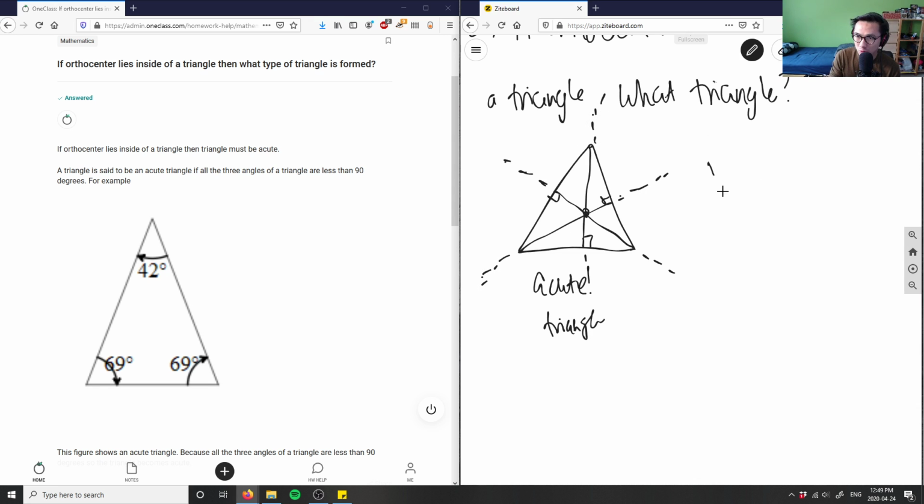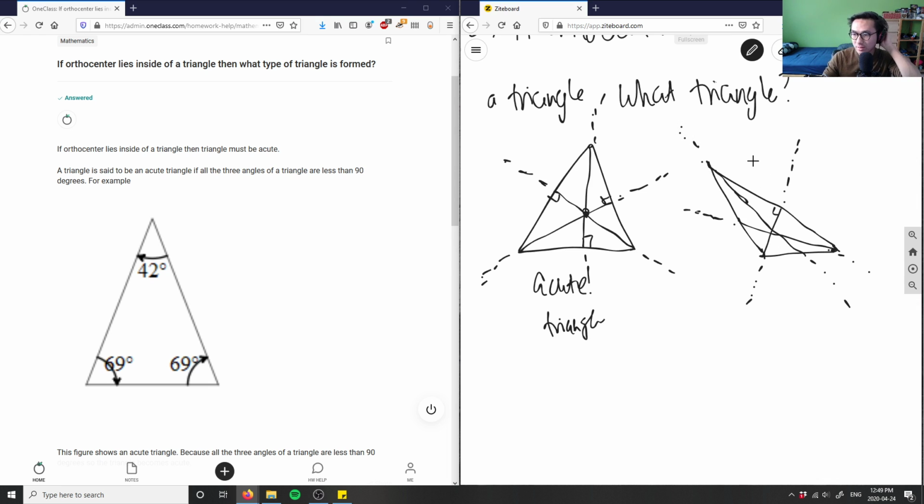If I had an obtuse triangle, let me do a counter example. This point is going to bisect this point here, and then it will continue on. This point is going to bisect this point here. This point is going to bisect this point here, and this will continue on. And this point will bisect this point here. This point will go towards here and then bisect to this point like that.